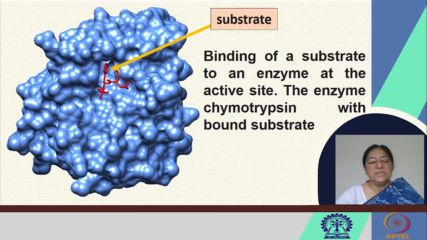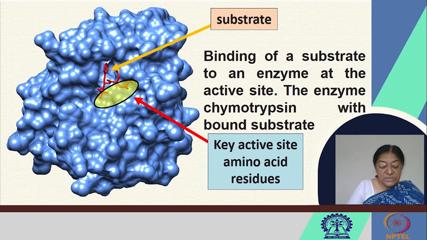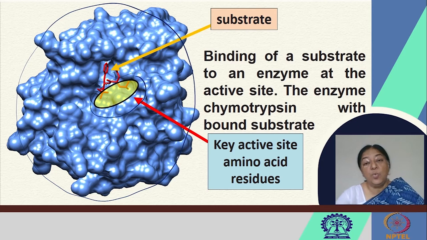So when we look at the substrate bound to the enzyme, in this case chymotrypsin, we realize that there are specific active site residues that are involved, the important residues in the recognition of the substrate by the enzyme. So we see that even though this protein is very large in its size, there is a specific region, the active site, that is required for the recognition of the substrate.